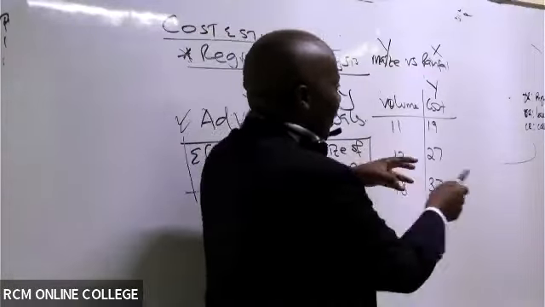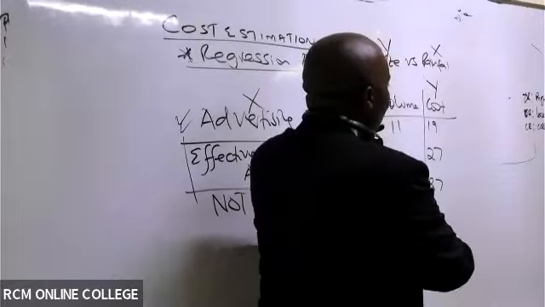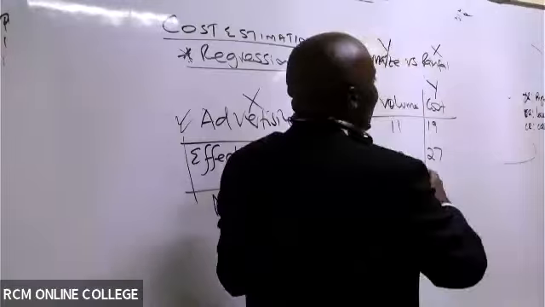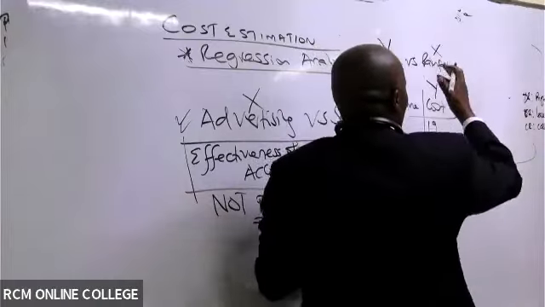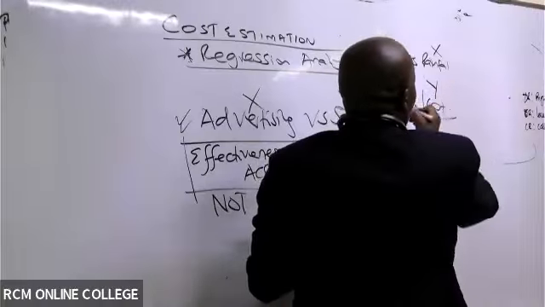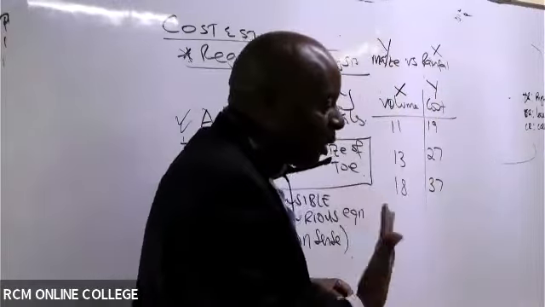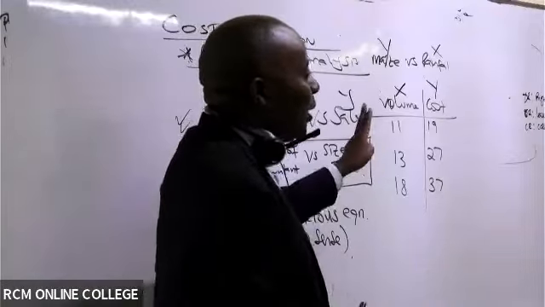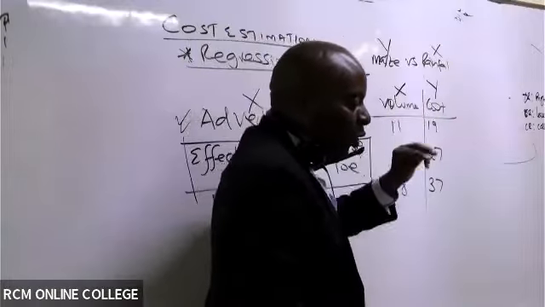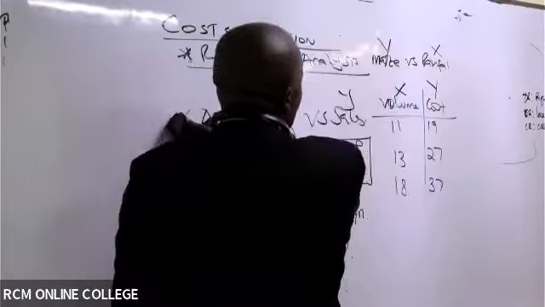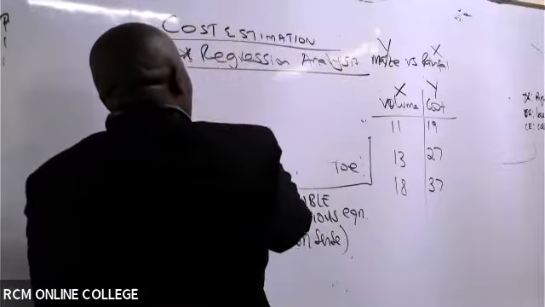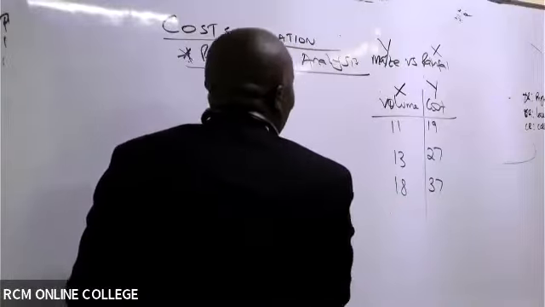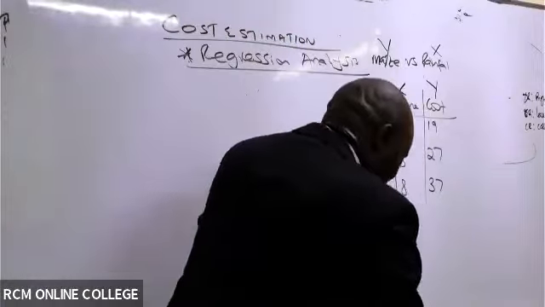These ones are connected. Yes, they are related because the more we produce in volume, the more cost we expect. So automatically the cost is the one being influenced. So cost goes to Y, volume becomes X. And for me to do regression of this, I must introduce two additional columns. Do you know them? XY and X squared.